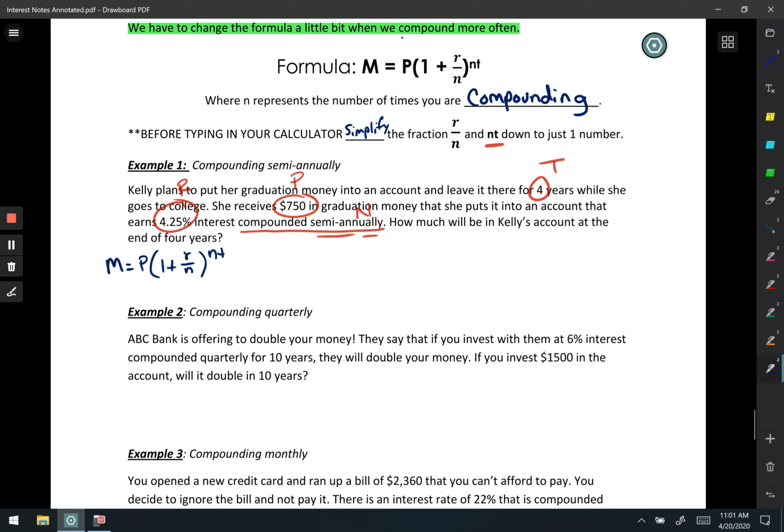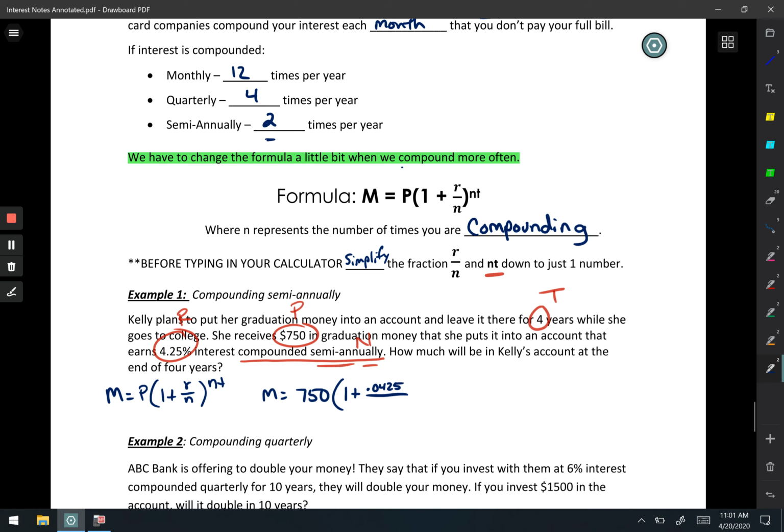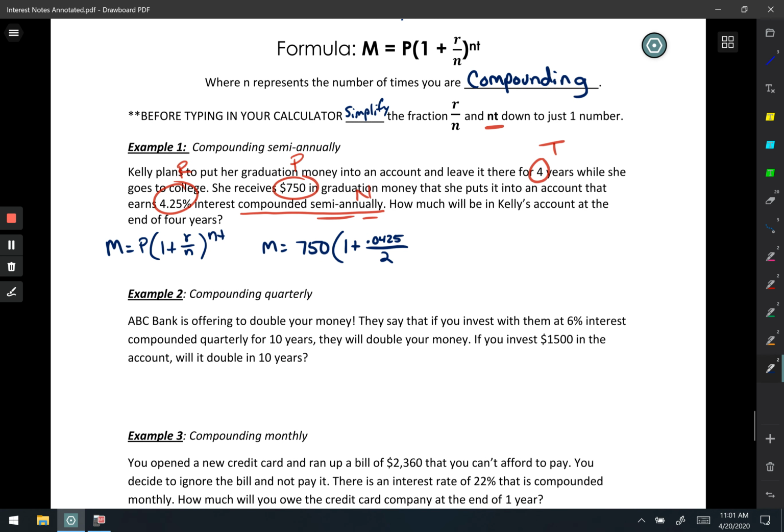Now, let's put that in. So M equals 750, which was our P, parentheses, 1 plus our R, which was 4.25% converted to a decimal, 0.0425, over N. Compounded semi-annually means 2 times per year, so I put my 2 here and close my parentheses. Now, N is the number of times it compounds, so it compounds twice, semi-annually, and T was 4 years.